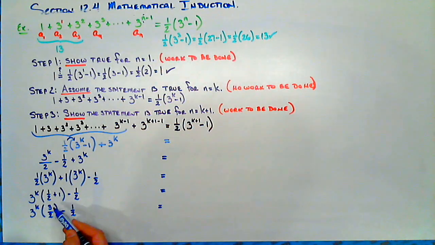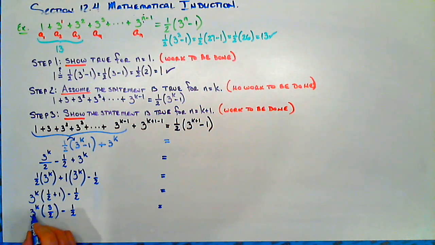Is it 1/2 plus 1, 3/2? What happens if I now multiply the 3 to the k, what happens if I just multiply these two together? What do I get? Well, don't I get this? I get 3 to the k times 3 divided by 2 minus 1/2. True? Isn't that what happens? But look at this. That's 3 to the 1.